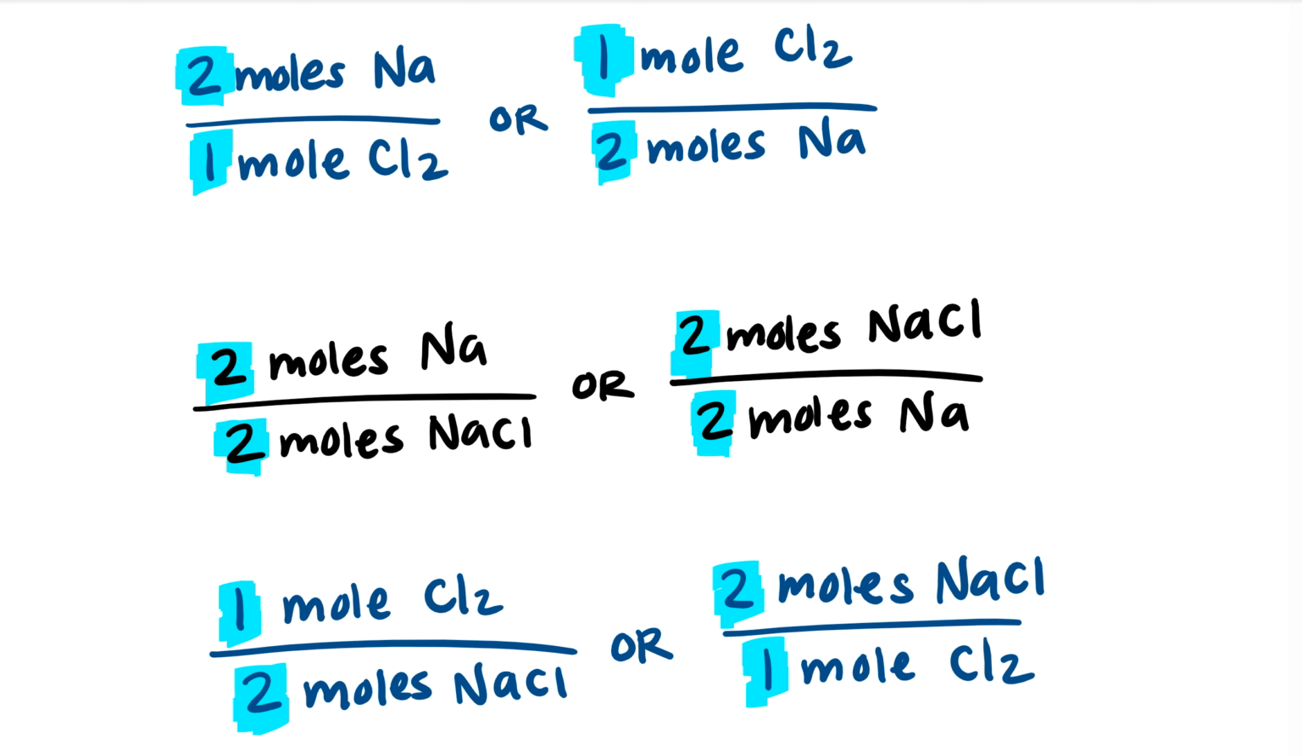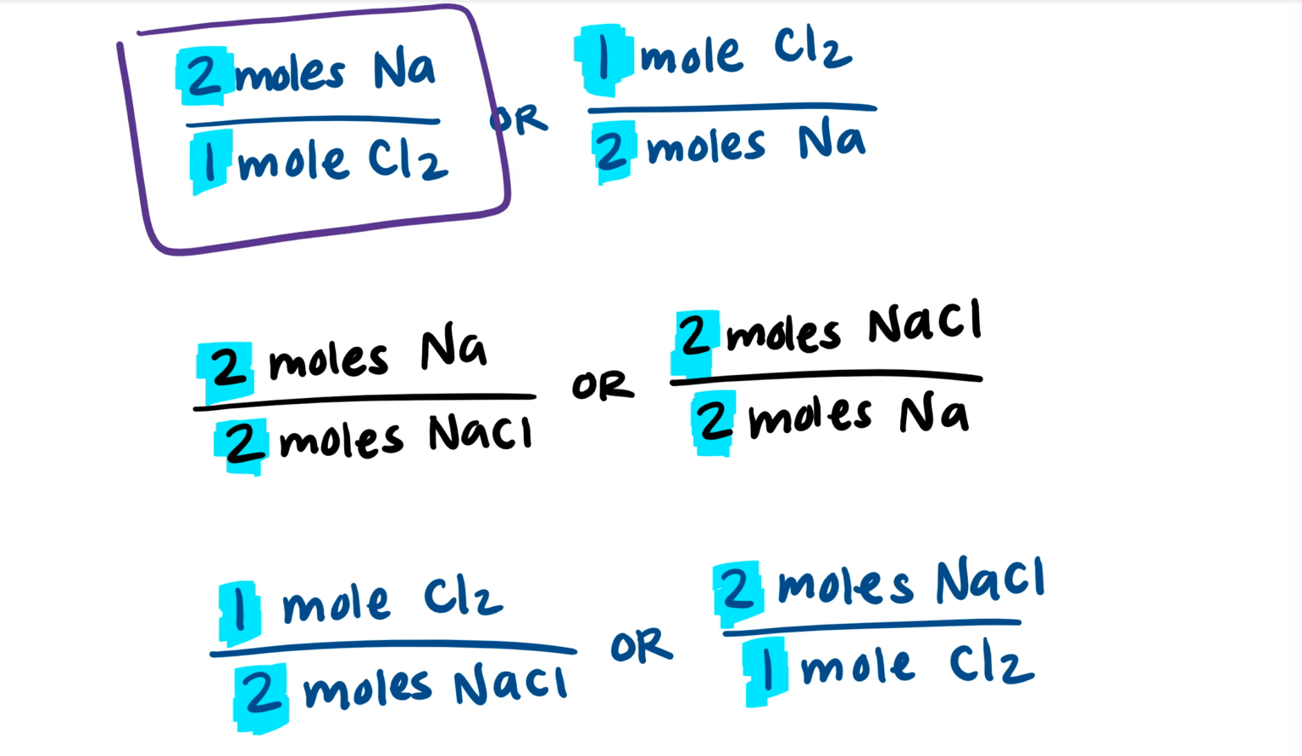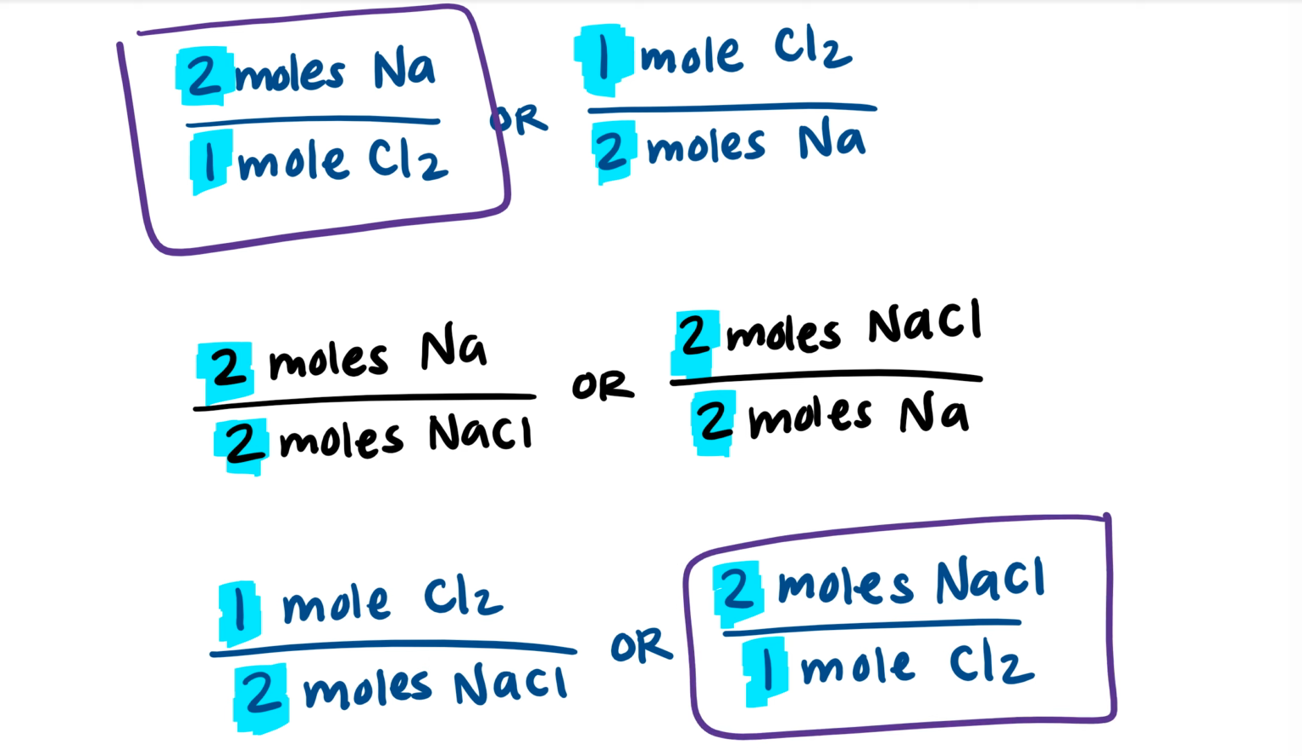All right, so here are my fractions. I'm looking for one that has moles of chlorine in the denominator because I know I need to cancel it out. So I have a few options. I can select this one here, possibly, or another one that has chlorine on the bottom is going to be this one down here. Now, only one of these is suitable for our problem.